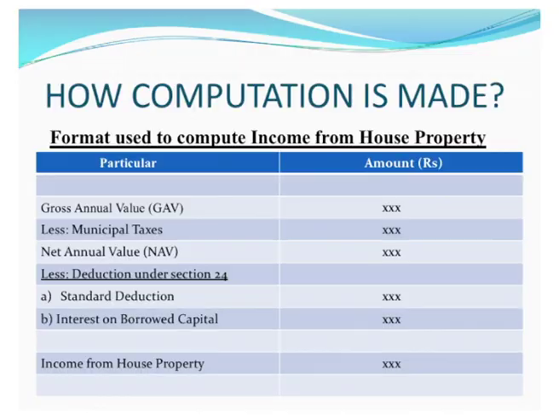The computation of the income from house property. As I have already shown the format of how to compute, I will just quickly explain this format with an illustration. The format is: gross annual value; from the gross annual value you reduce the municipal taxes, and only the municipal taxes paid by the owner should be deducted, not those paid by the tenant, and we arrive at net annual value. From the net annual value you give the deductions under section 24, that is standard deduction, and interest on borrowed capital, and finally you arrive at income from house property.